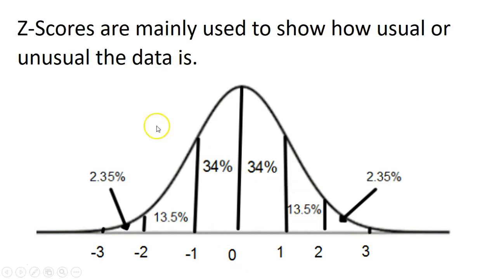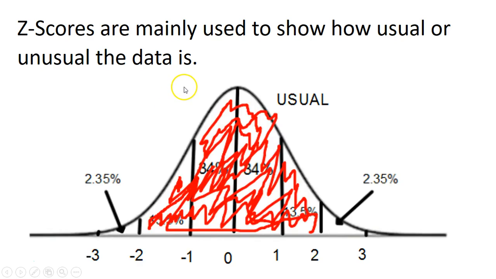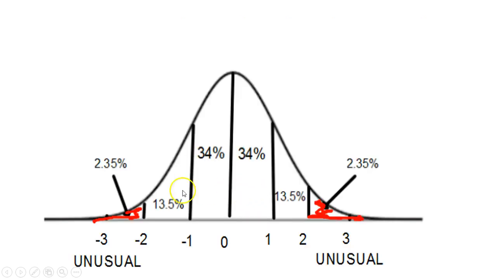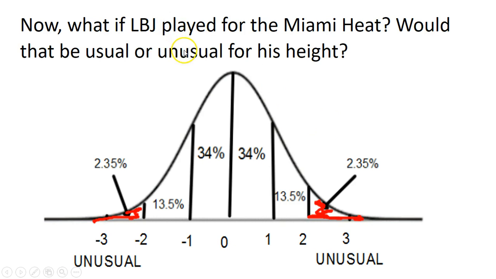That's the intent. Z-scores are mainly used to show how usual and unusual data is. That's the point: how usual and unusual it is, depending on where it falls. Everything within 2 standard deviations is classified as usual. So it usually happens. Eventually, when you start really diving into statistics and you're trying to find outliers, you're trying to find how usual something is to happen. It all falls within this range as being usual, plus or minus 2 standard deviations. Anything outside of that little range is considered to be unusual.